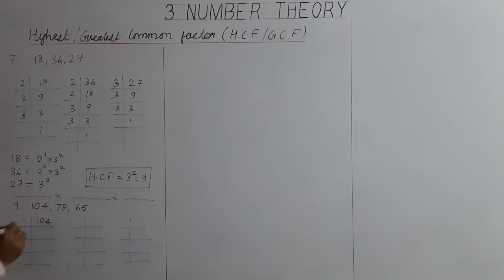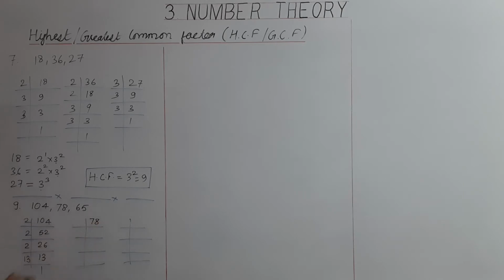First number 104 is an even number, so we'll divide 104 by 2, we'll get 52. Half of 104 is 52. Again 52 is an even number. Again dividing 52 by 2, we'll get 26. Again even, so we'll divide 26 by 2. Next number is 13, and 13 is a prime number. We get 1. So these are factors of 104.